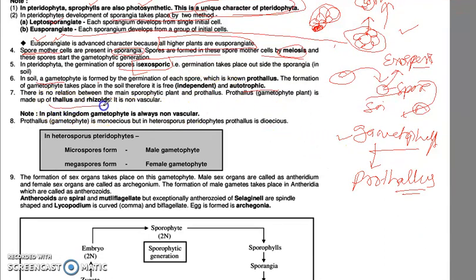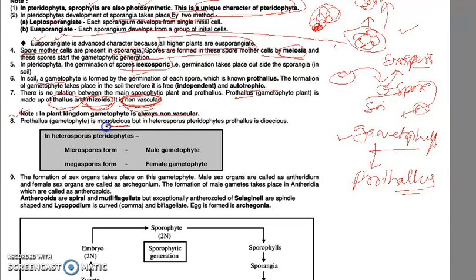The prothallus gives out the thallus and the rhizoids. The thallus is the body of the gametophyte, and the roots present, which are primitive, are called rhizoids. In the plant kingdom, gametophyte is always non-vascular. It is very important to note that in the plant kingdom, gametophyte is always non-vascular.